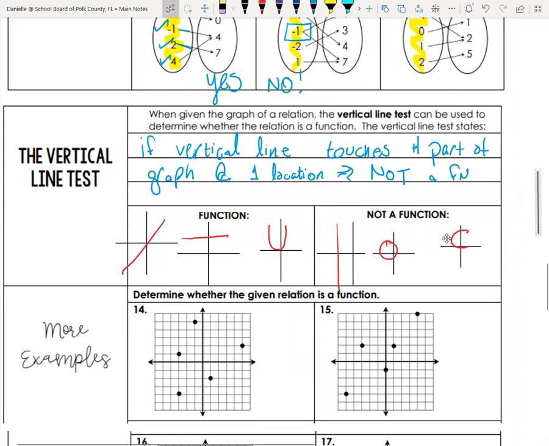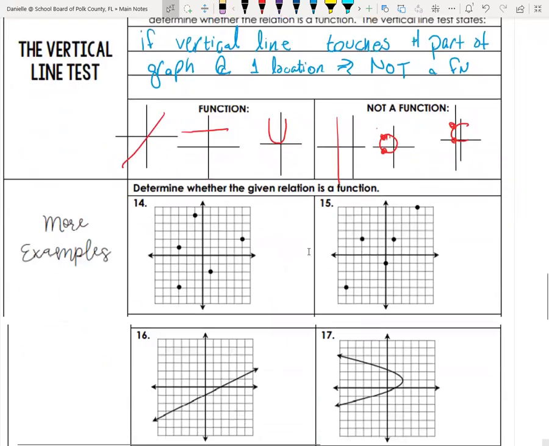And again, that's because if I pick my line up, I would touch all points of this line. Here, I touch 2 parts of the circle at the same time. And same thing here, I touch 2 parts of my circle. That is why they are not functions.